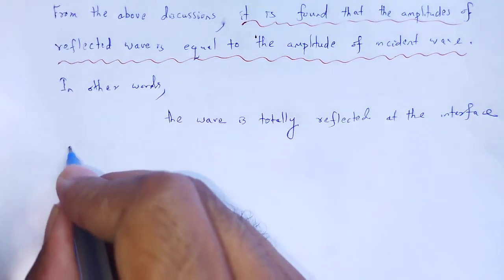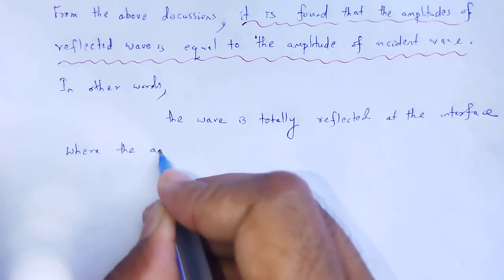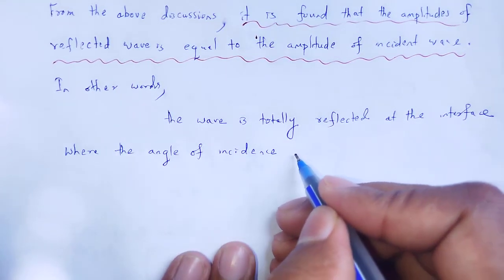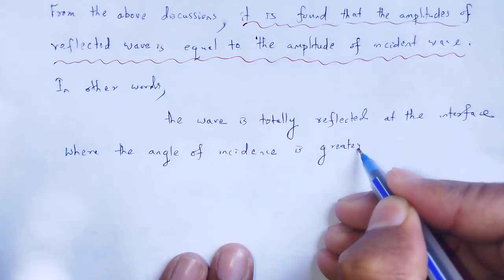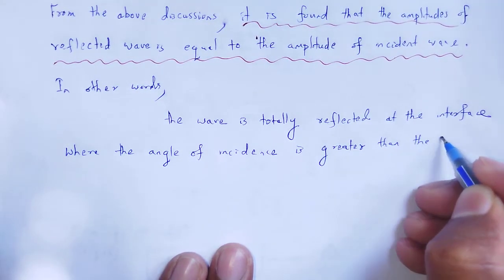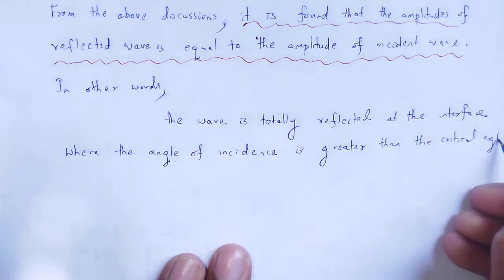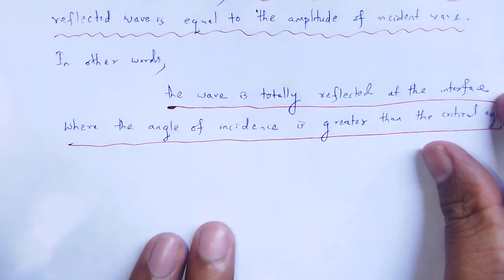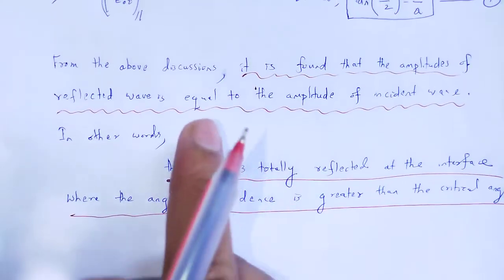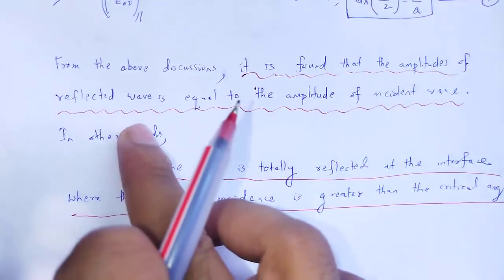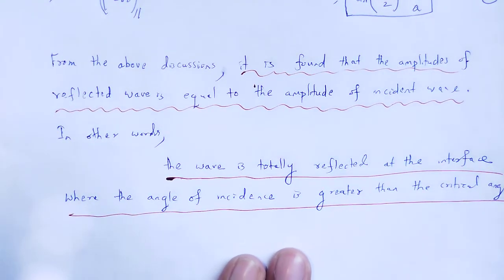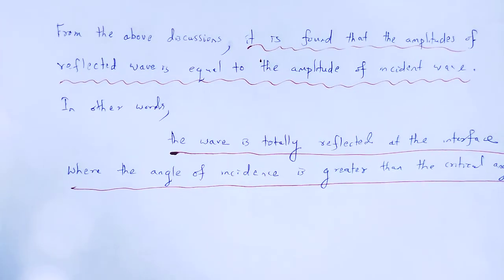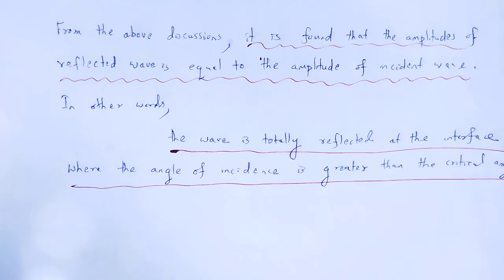where the angle of incidence is greater than the critical angle. When the angle of incidence is greater than the critical angle, then the wave is reflected into the same medium, as we have mathematically shown. The amplitude of the reflected wave is equal to the amplitude of the incident wave. Then we show what the phase difference is between the perpendicular as well as parallel components of the reflected wave.